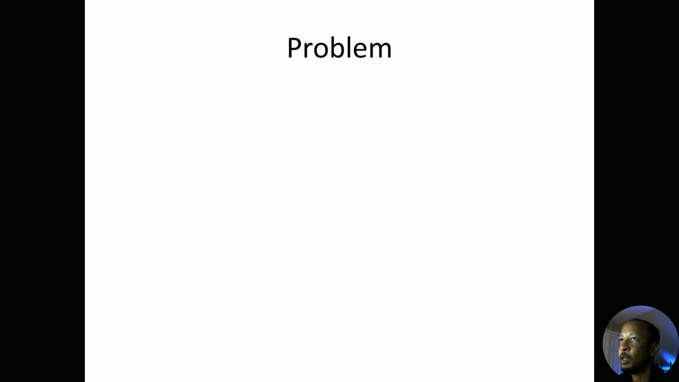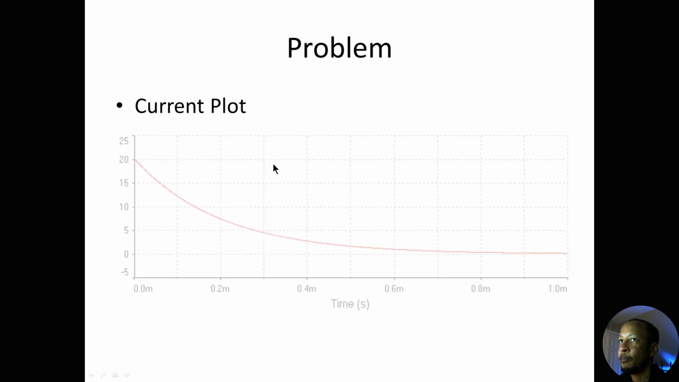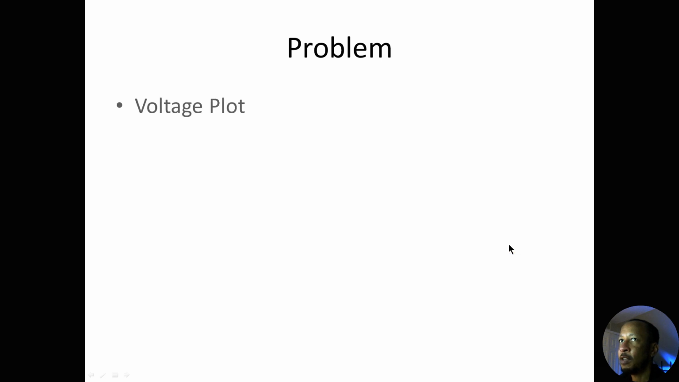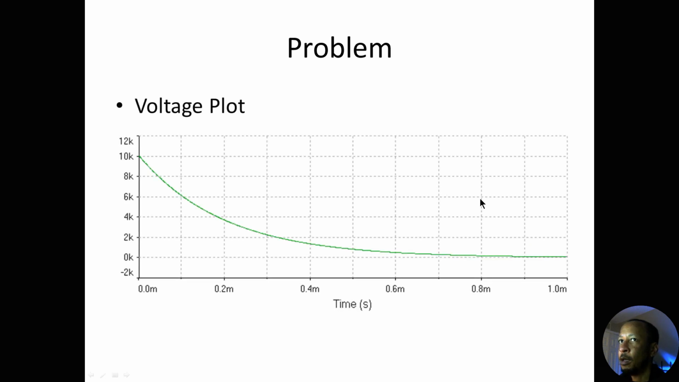So taking a look at the plot for the current, it starts off at 20, and by the time it gets to 1 millisecond, it has decayed to approximately 0. Next, let's take a look at the voltage plot. That starts off at 10k, and by the time it gets to 1 millisecond, it also has decayed to approximately 0.